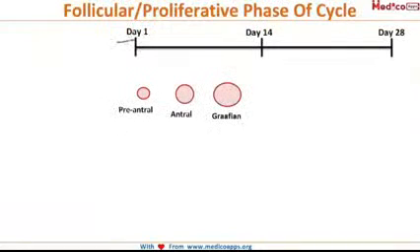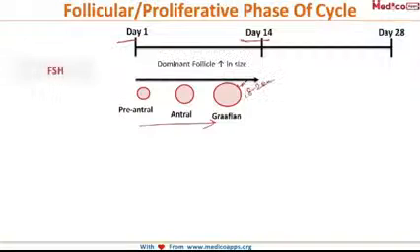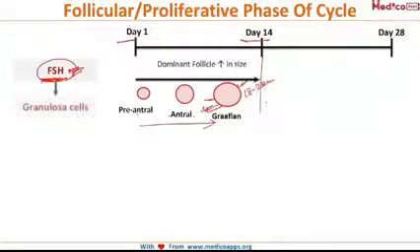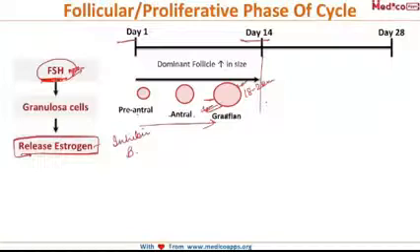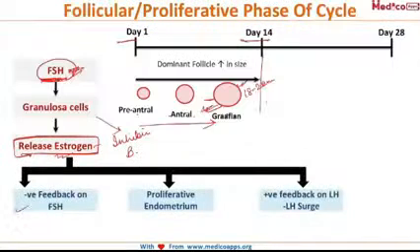So, from day 1 to day 14, these follicles keep on growing, finally leading to the formation of a mature follicle, which is 18 to 20 millimeter. And this is just before the ovulation. Now, in the meantime, this follicle stimulating hormone keeps on acting on these follicles, and from the granulosa cells, the estrogen is released. We have already discussed that FSH acts on the granulosa cells to release estrogen and inhibin B. And this estrogen, in turn, has a negative feedback on the FSH, it has a positive feedback on LH, and it causes proliferation of the endometrium.